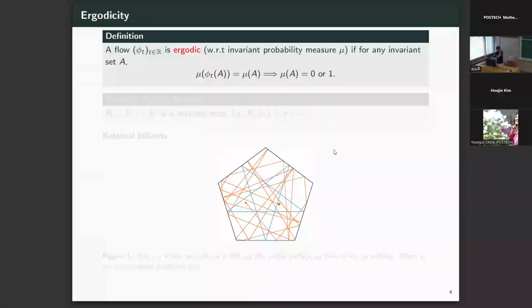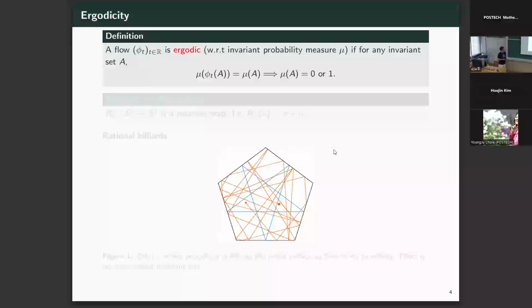So before introducing mixing, we can see some ergodicity. Ergodicity means we talk on a space M with a measure, and we have a flow, and A is an invariant set. So if you take the measure of the flow of A, it is still the same because it's invariant. But ergodicity means its measure should be either 0 or 1. So it's like the 0-1 law in probability.